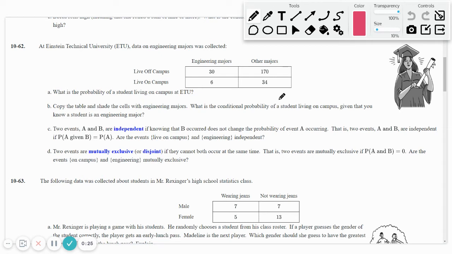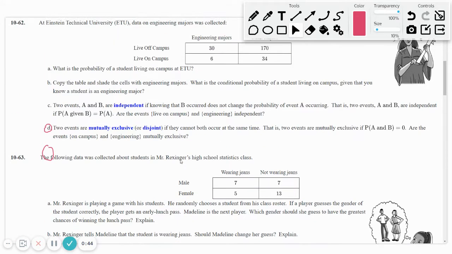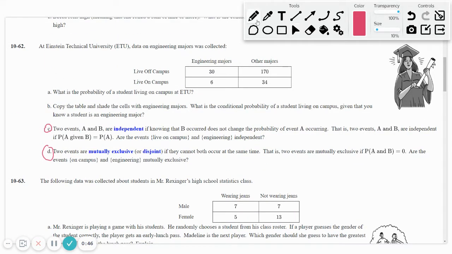So I'm going to go through 10-62 and then part of 10-63, and that hopefully should shed some light on these vocab words. Obviously, if you look here, we're looking at parts C and D, and then later on in 10-63 in part C about association. And so we'll start off with 62.